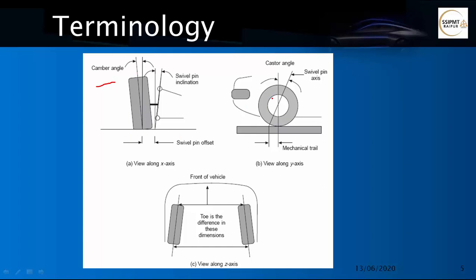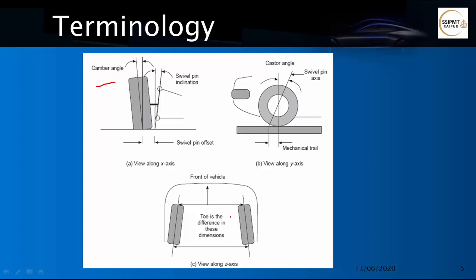Second important angle is a caster angle. This is your tire and this is your tire from the side view along y-axis. So what is a caster angle? It is the inclination of the swivel pin axis projected into fore aft through the wheel center, right? So this is your swivel pin axis. I will tell you what the swivel pin axis is, and it is a vertical axis, and this angle is known as caster angle, right?